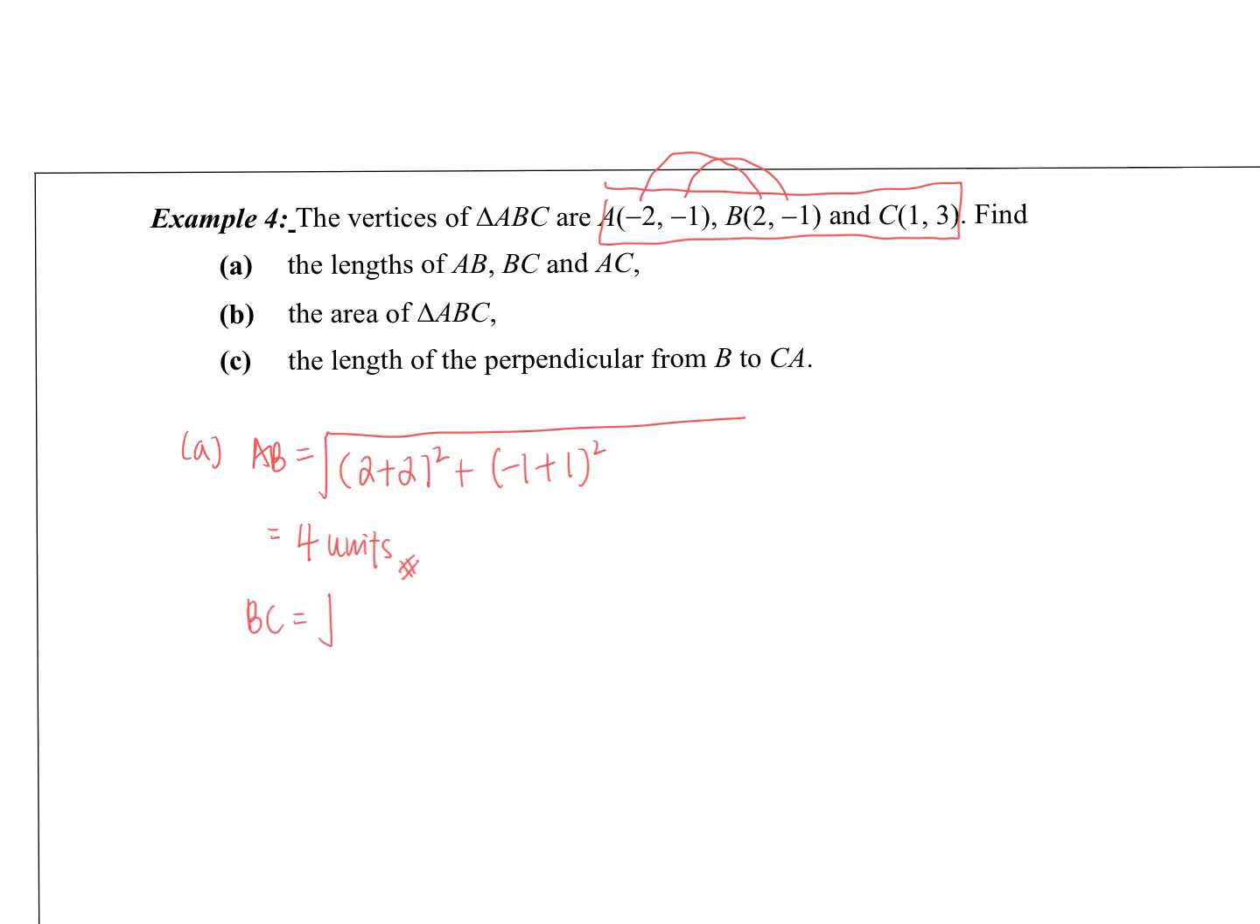Okay, BC. Take the difference of the x coordinate. So 2 minus 1 square. Minus 1 minus 3 square. So that's 1 plus 16. So square root 17. Okay, so this one, you have to go and find your 3SF. Because you are finding length. It's always respectively, right? Yes.